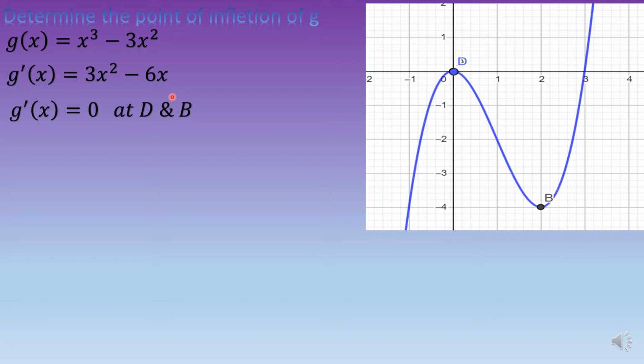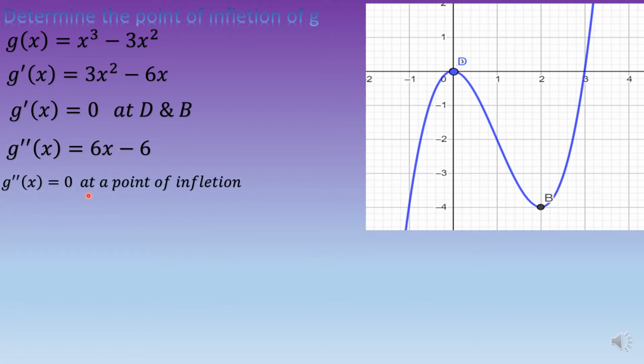Now, let's go for the second derivative of g(x), which is g prime prime of x, defined as 6x minus 6. Let's now equate that g prime prime to 0, because we know that at the point of inflection, g prime prime, which is the second derivative of g, is equal to 0. So we equate 6x minus 6 equals 0 to find the x-coordinate of the point of inflection, which is just 1.